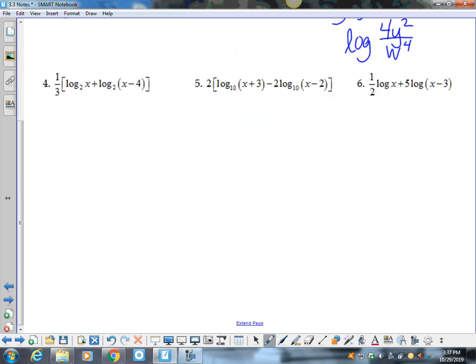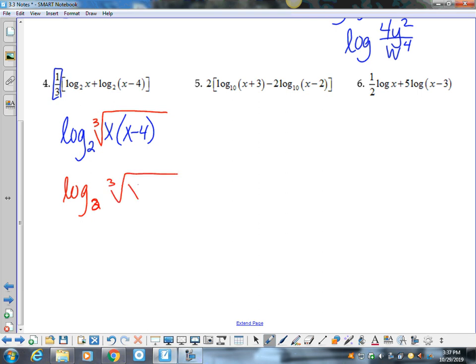Number 4, this is a power for the whole problem because the whole problem is in brackets. So I'm going to do what's on the inside first, and then I'm just making a mental note. When I'm done, I need to cube root the whole of. So this is log base 2 of x times x minus 4. And then I need to cube root that. If you want to distribute, you can. But it does you no good. It doesn't simplify it any farther. So distribute, don't distribute, it doesn't matter.